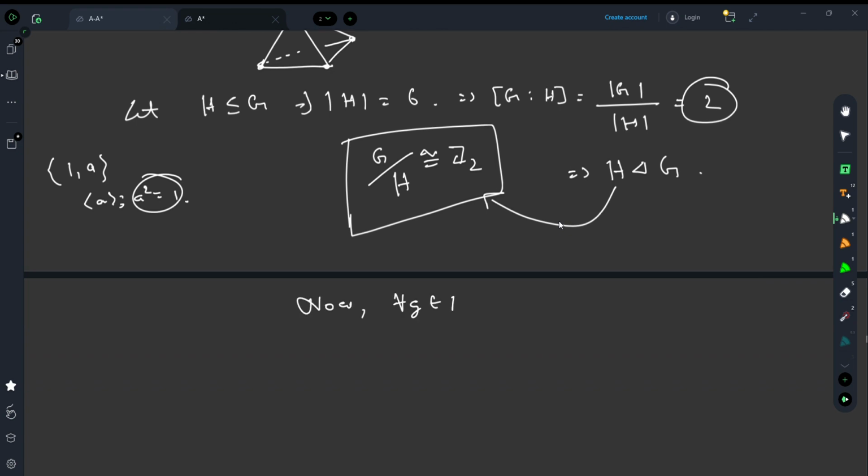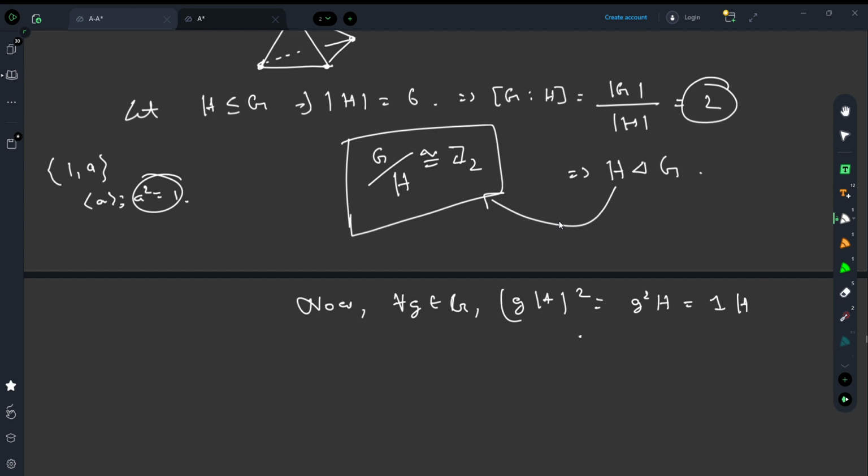Now, for every element g in G, (gH) squared, by the operation on the quotient group, is g squared H, right? So what can we say is that it's precisely 1H, right?